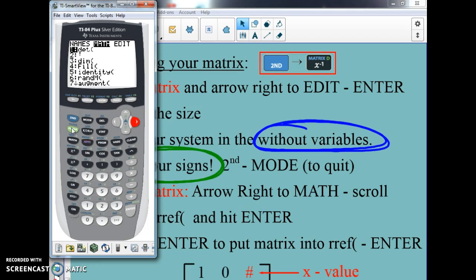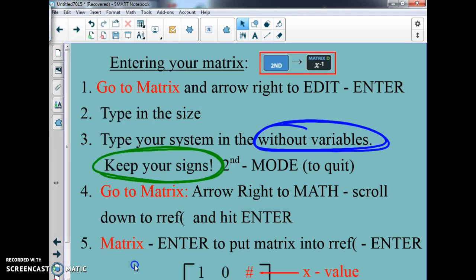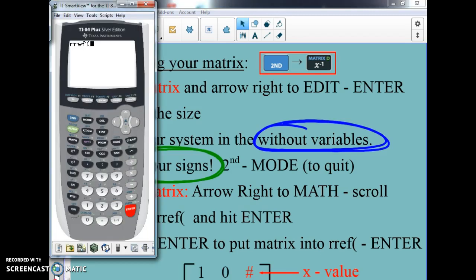All right, so as I said, I'm going to go down to ref. I'm just going to hit that down arrow key for a while. I think it's letter B. Ref, I'm going to hit enter. And when I ref, I'm going to put the matrix. I'm going to then go back in the matrix one more time here.